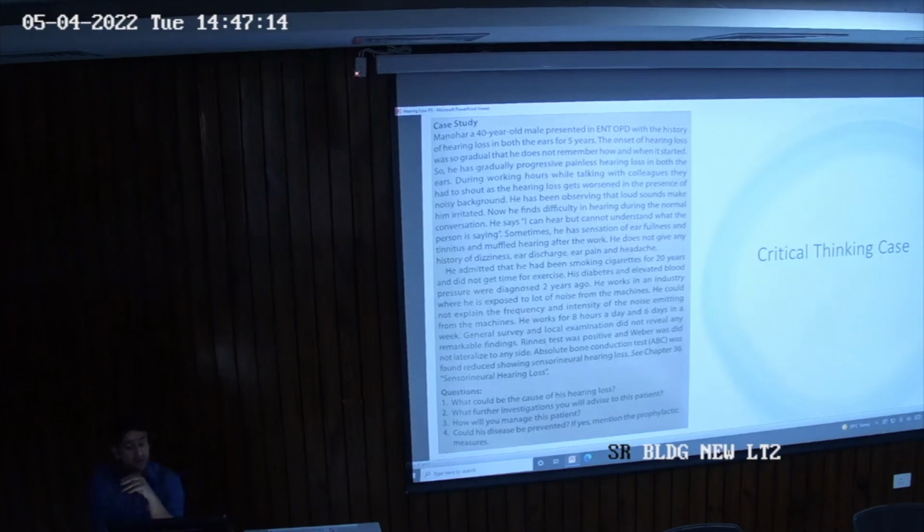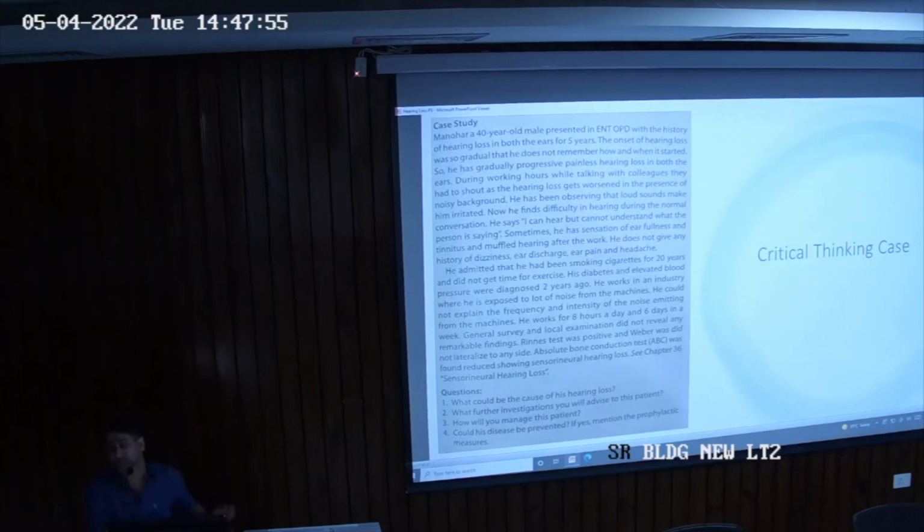ABC was found reduced. Absolute bone conduction test is being performed when we consider that the examiner has normal hearing. अगर मुझे करना है और आपका करना है तो it is considered that I have normal hearing. अगर मेरी हियरिंग नॉर्मल नहीं है तो I am not fit to do that. ठीक है, तो उसके दो इन्फ्रेंसेज होते हैं, it is equal to examiner on right ear और equal to examiner in left ear, और it is reduced. ठीक है, ABC was found reduced showing SN loss.